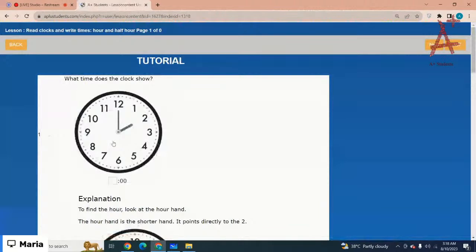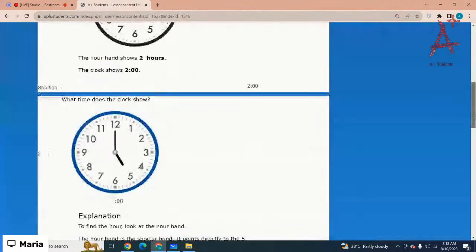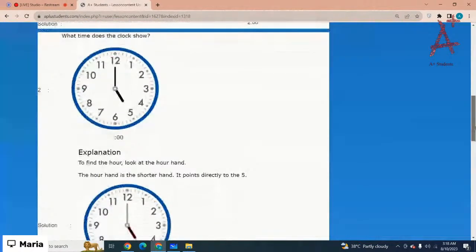Okay, what time does the clock show? So just look at the hour hand. The shorter one points directly to 2, right? And the larger one points to 12. So it would be 2 o'clock, and 12 means you have just 0. So the clock shows 2 o'clock, right? Okay, what time does the clock show? So which is the correct option?